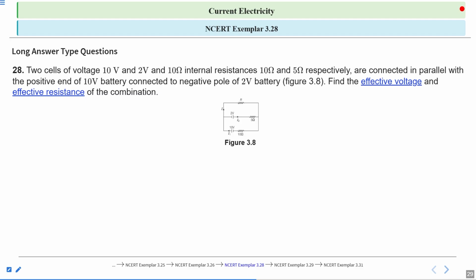So they are connected in parallel with the positive end of the 10 volt battery connected to the negative pole of the 2 volt battery. So the cells are connected in such a way that the positive terminal is connected with the negative terminal of another cell. Figure 3.8. Find the effective voltage and effective resistance of the combination. I will give you some time to think about it.